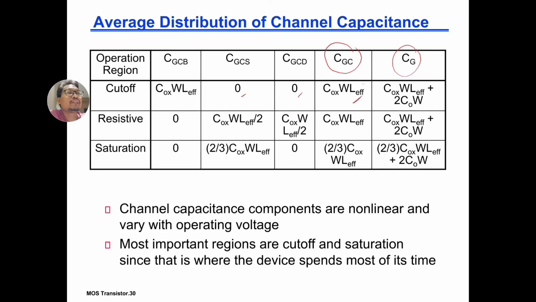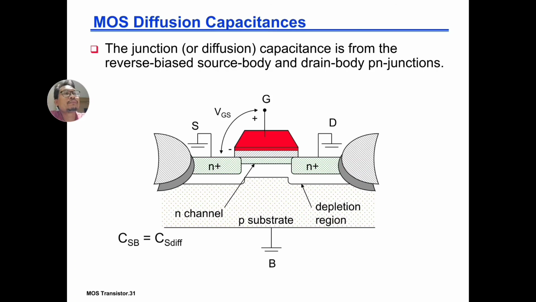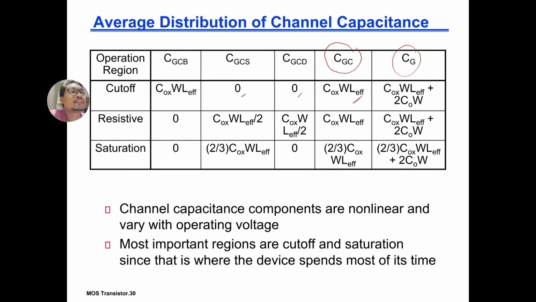Okay, so you have the full Cox WLeff, which is not including the overlap, because remember the overlap is constant. The overlap capacitance, CGSO and CGDO, does not depend on the operating region. It's a fixed value, so we're only looking at the gate to channel without overlap. In the cutoff region, it is just the full Cox WLeff, and the total gate capacitance is therefore Cox WLeff plus the overlap. This one here is the overlap component, which is constant.